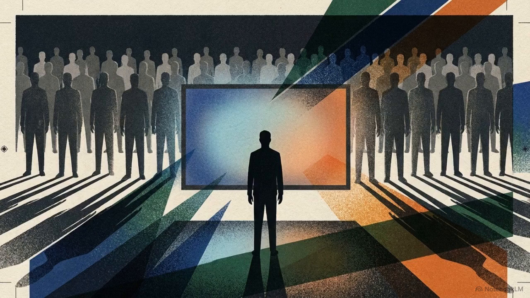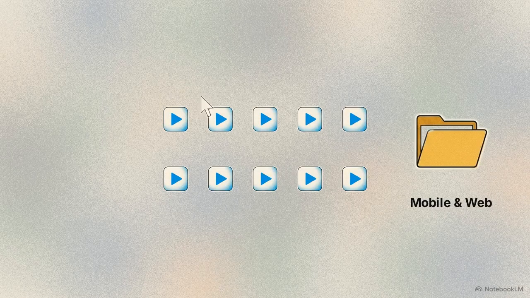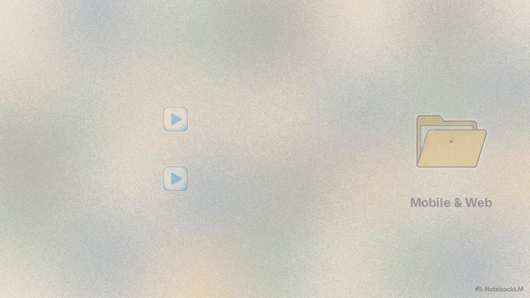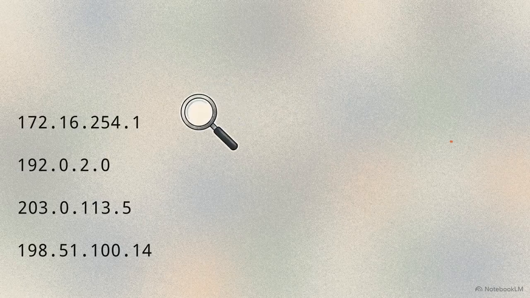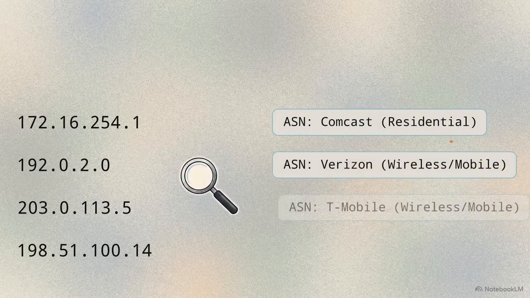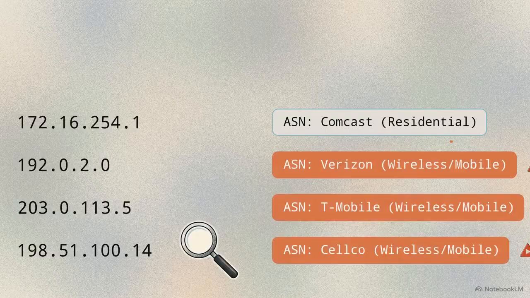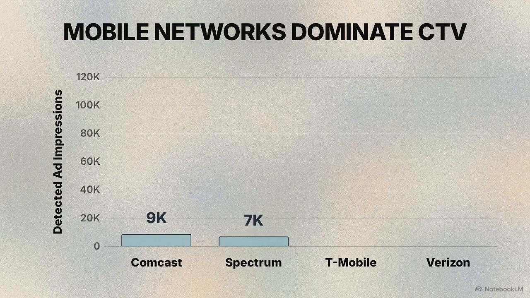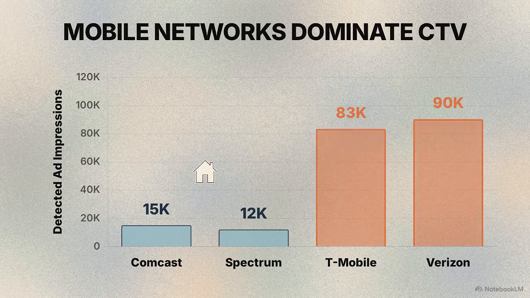Deception often begins with a practice called audience extension. Direct buy sellers quietly shift up to 80% of your impressions onto cheap mobile apps and websites without disclosing the change. We can verify the actual physical location of these ads by checking the ASN, the name of the internet service provider. A legitimate household TV should trace back to a residential cable modem. This chart compares expected residential providers against the reality of a compromised campaign. Instead of home networks like Comcast, we see thousands of impressions running through mobile wireless carriers like T-Mobile and Verizon.